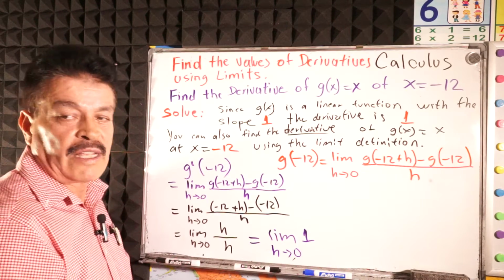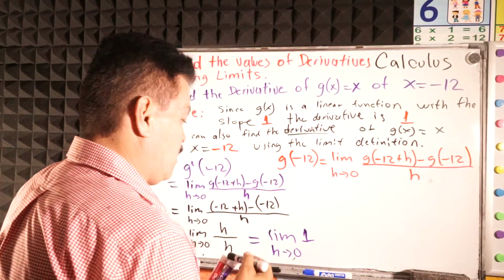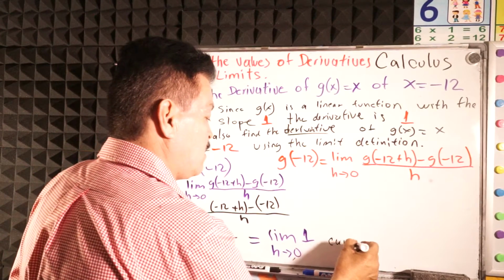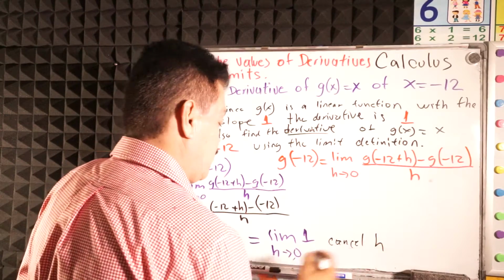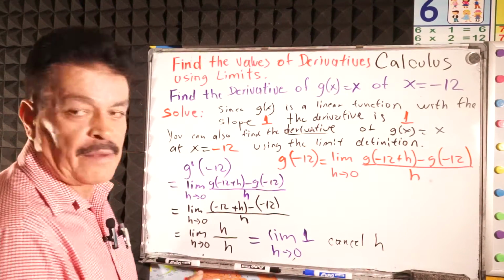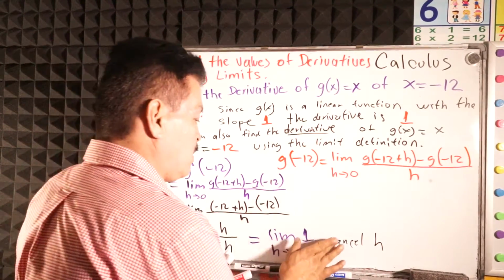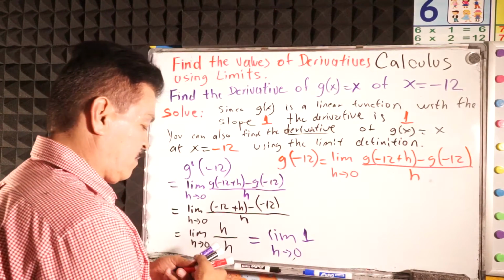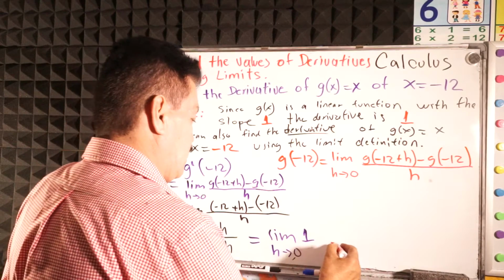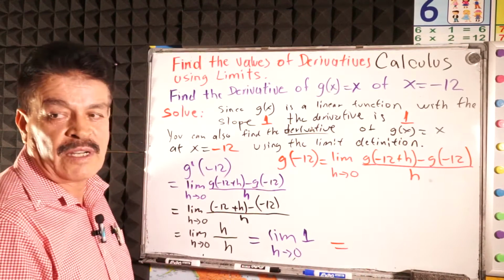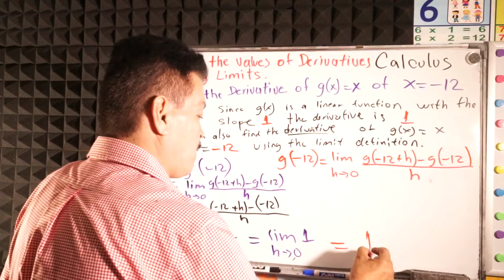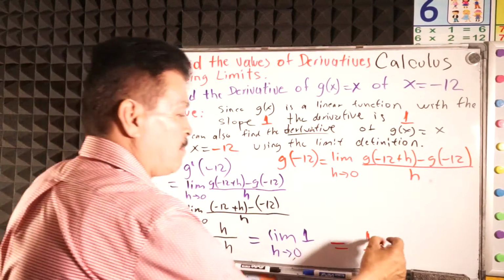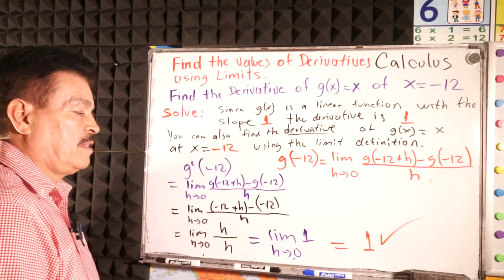Here cancel h. Here cancel h. Right here. This is the answer. Here, the answer is 1. This is the derivative. The answer, right?